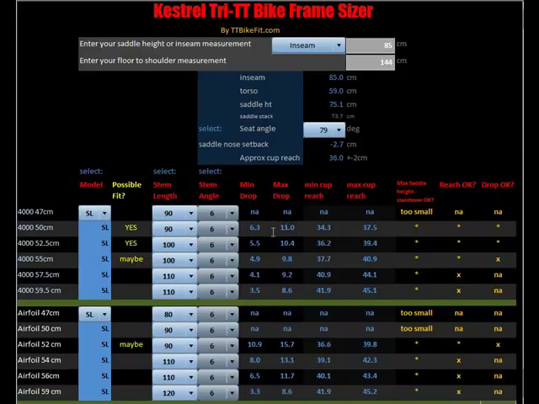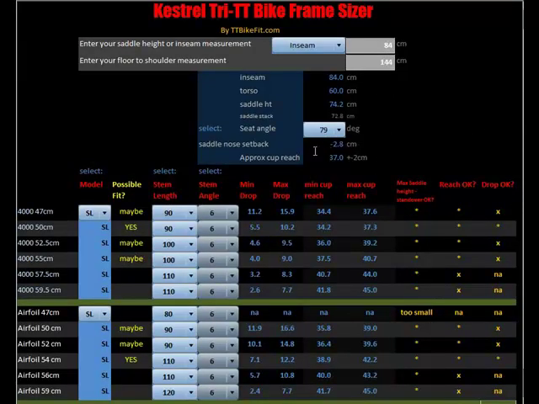So the calculator shows you in centimeters how much drop you're going to get with each frame and how much cup reach you're going to get with each frame, based upon your saddle position, which is determined from your body measurements.